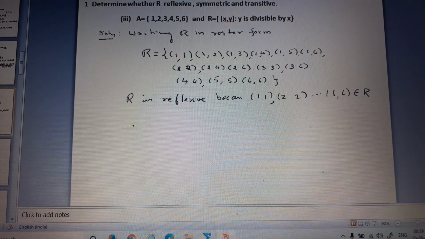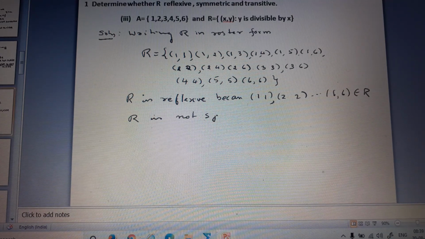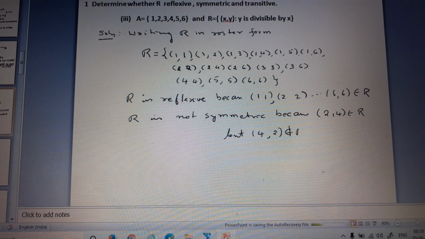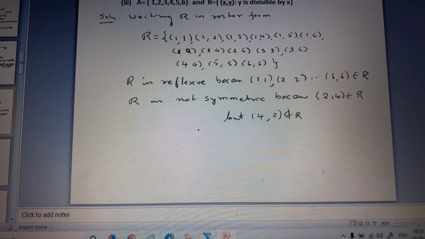Then is it symmetric? No, because (2, 4) is there, for example. (4, 2) is not there. So R is not symmetric because (2, 4) belongs to R, but (4, 2) does not belong to R. So definitely it shows it is not symmetric. Is it transitive? Check.